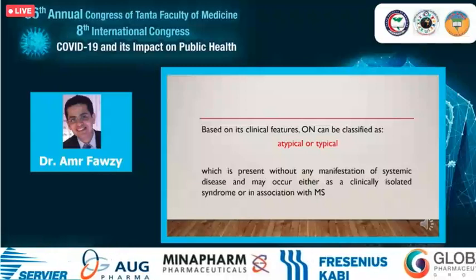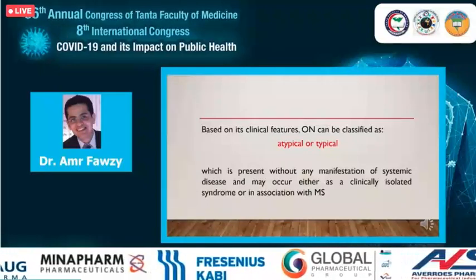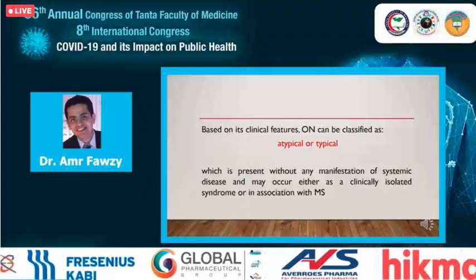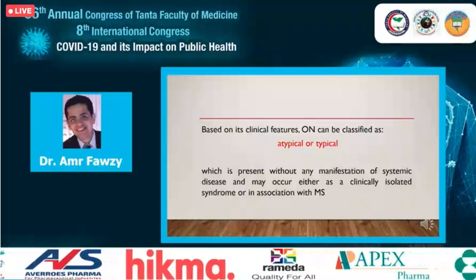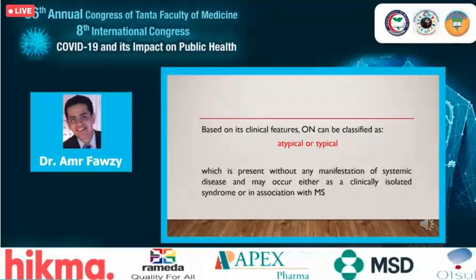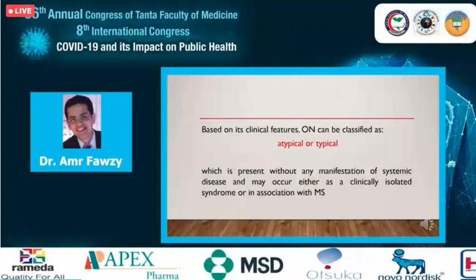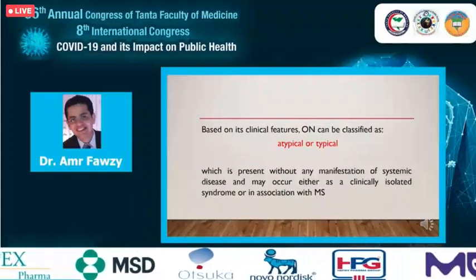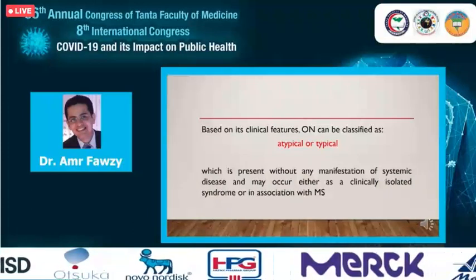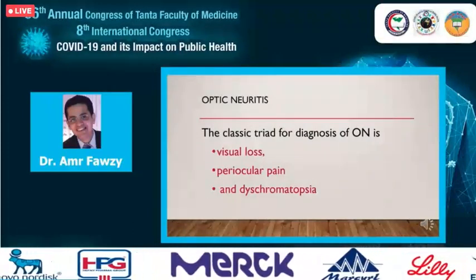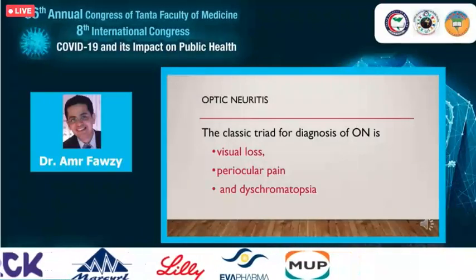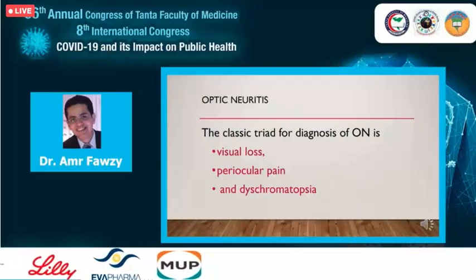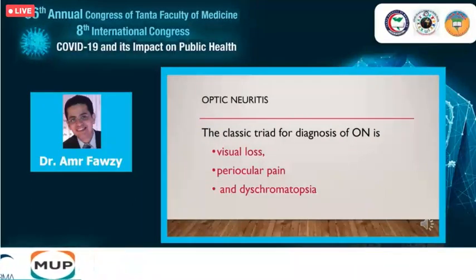Based on its clinical features, optic neuritis can be classified as atypical picture or typical picture, which is present without any manifestation of systemic disease and may occur either as a clinically isolated syndrome or in association with multiple sclerosis. The classic triad of optic neuritis, usually present in all cases, is visual loss, periocular pain, and dyschromatopsia.